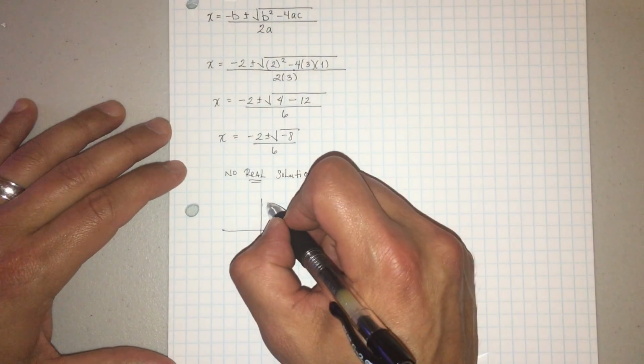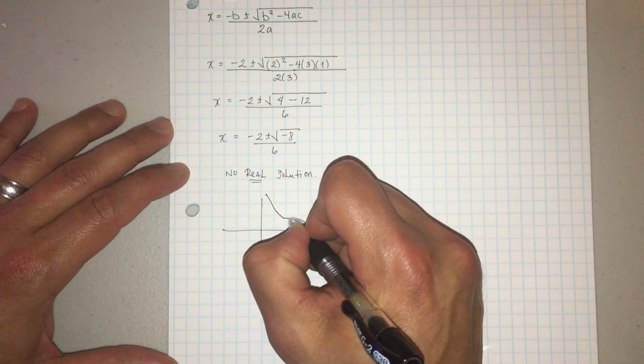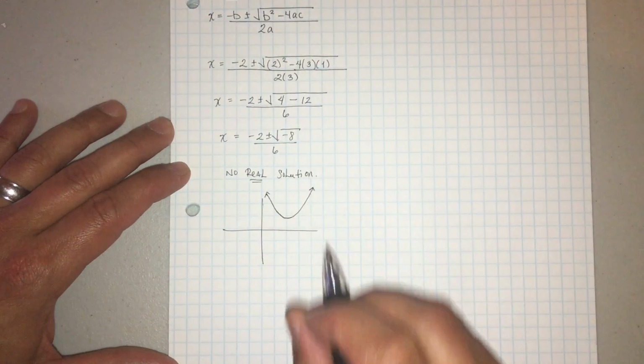What does that mean? Well, you have the graph, and the parabola doesn't intersect the x-axis. That's what that means.